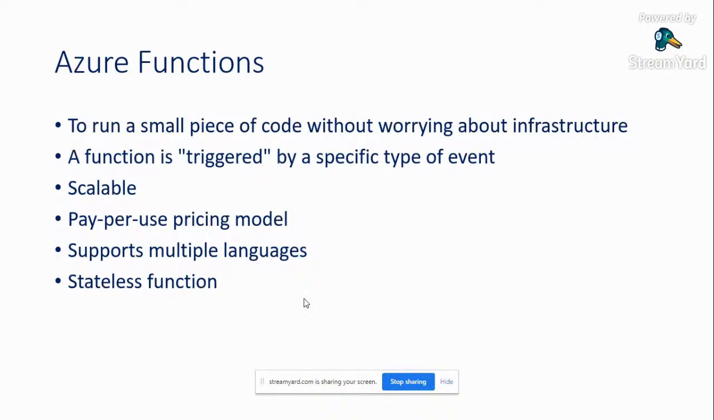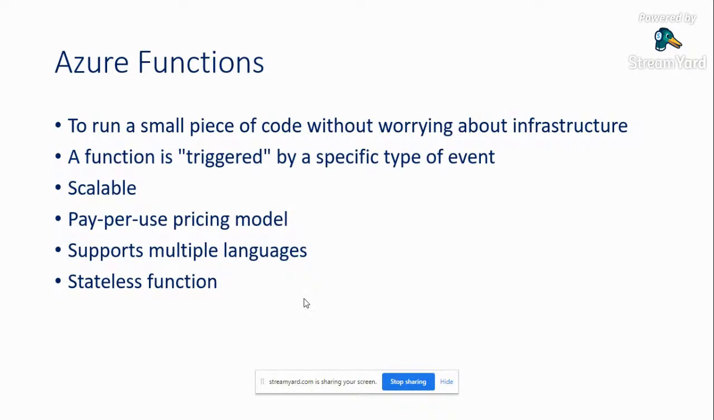So we have to have some kind of infrastructure issues, right? When we do it in our local machine, we need to set up our Visual Studio and we need to write the code. If you want any third party services, you need to install them. So those things we don't need to worry about in cloud. That is what we say, that we don't have to worry about the infrastructure in cloud. The second thing is the function is triggered by a specific type of event.